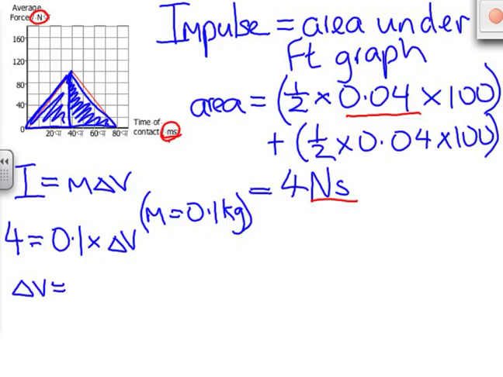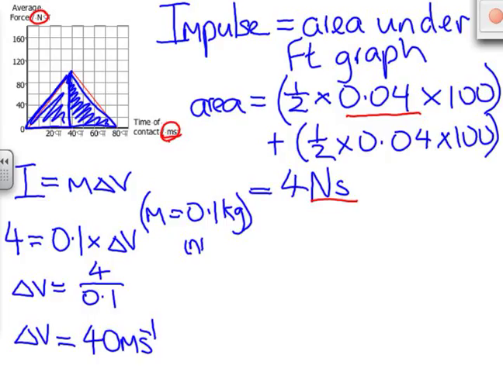So we have 4 Newton seconds divided by 0.1 kilograms. When we work that out, we find that the change in velocity is 40 meters per second. Note that this is the change in velocity, not the actual velocity. We need to go back to the question to find out the initial velocity.